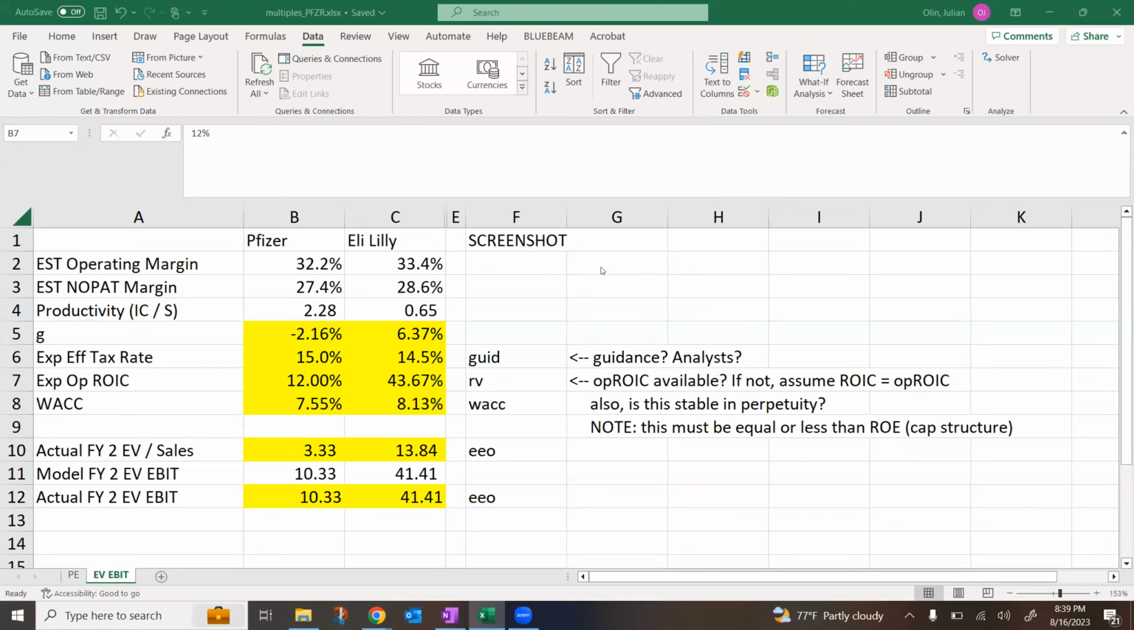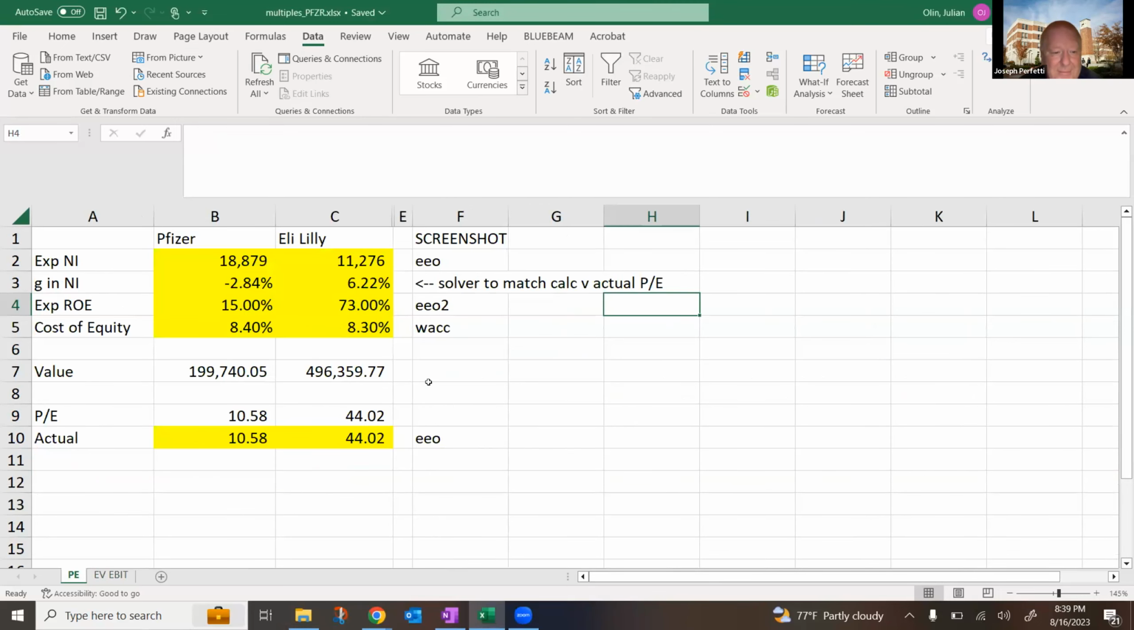Got it. By the way, if they had done that on the PE side and they'd made their ROE 50%, what would have happened to the G to get to a PE of whatever it was, 12 or 14? Like this team, go to the PE tab. What happens if Pfizer's ROE is put in at 50%? How do you get to the PE? What would you have to do to the G?